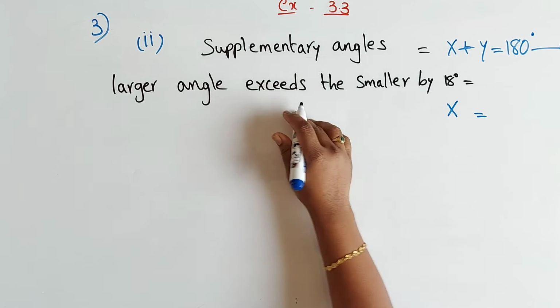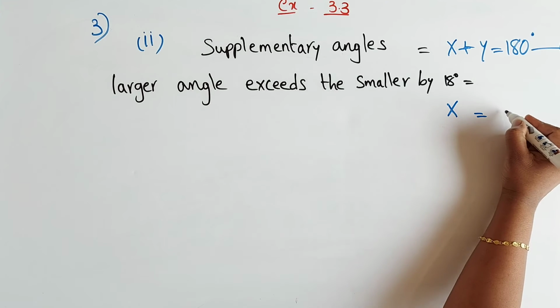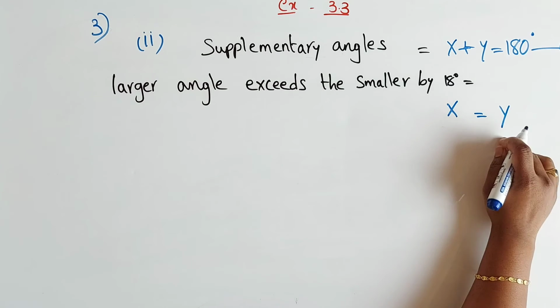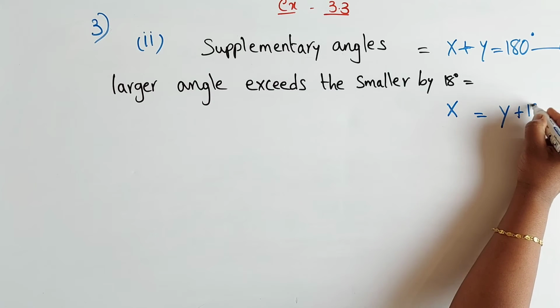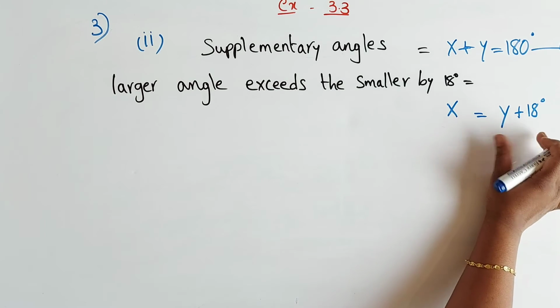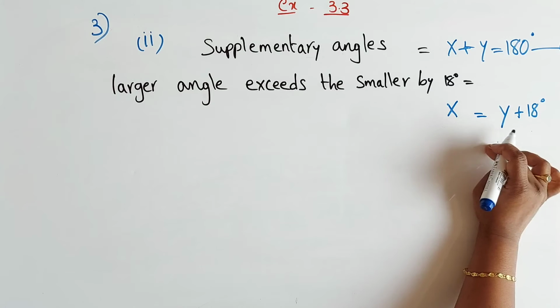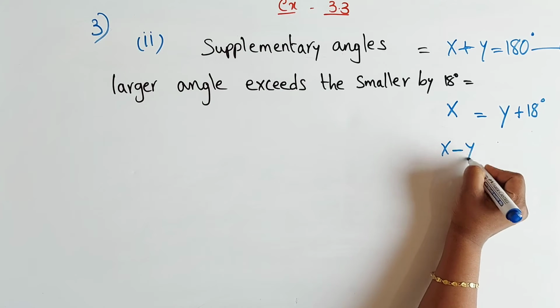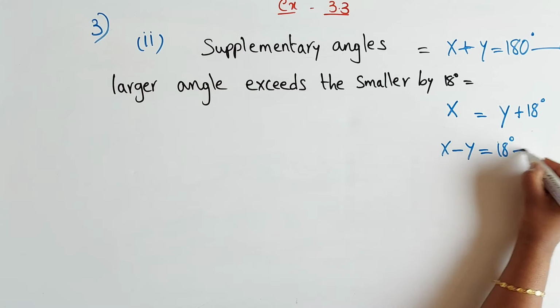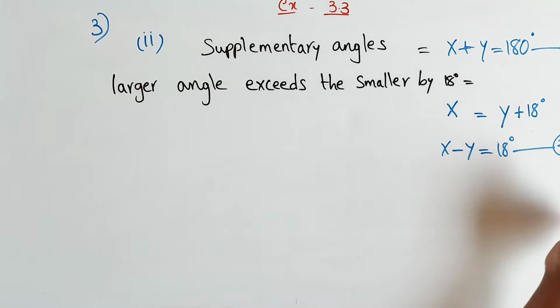More means addition. Second one smaller. Take y equal to smaller angle plus 18 degrees. It exceeds the smaller angle by 18 degrees. Correct, children? So, from here you can write x minus y equal to 18 degrees. This is the second equation. Now we have two equations.